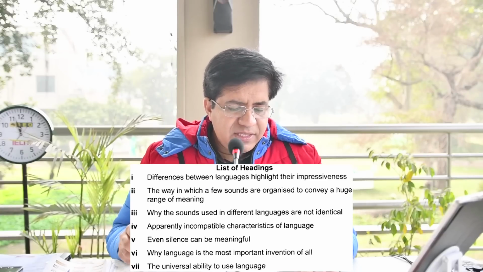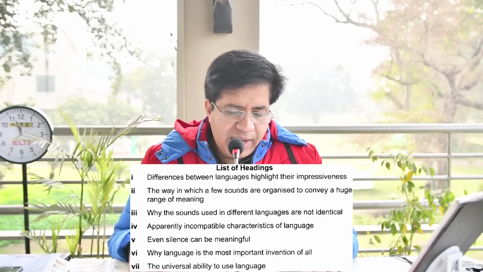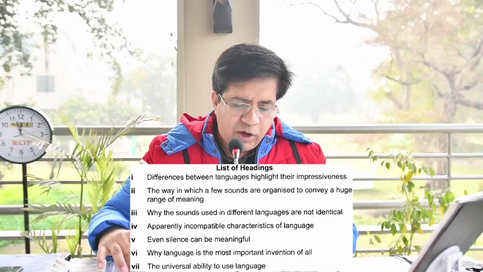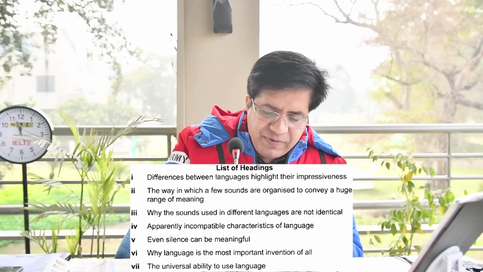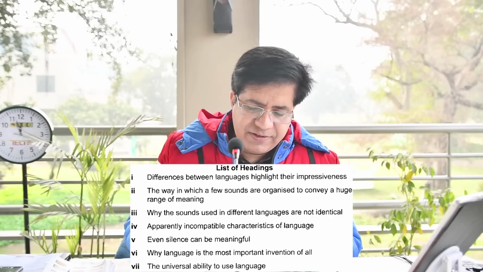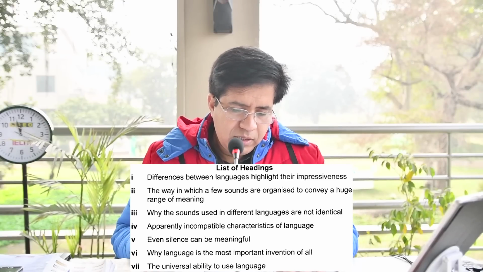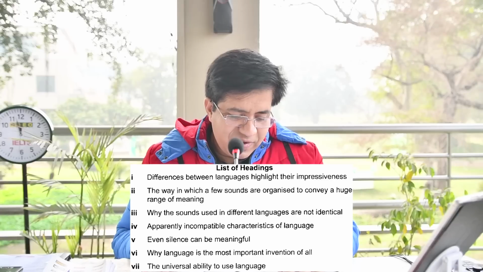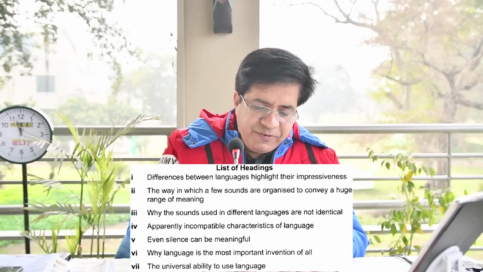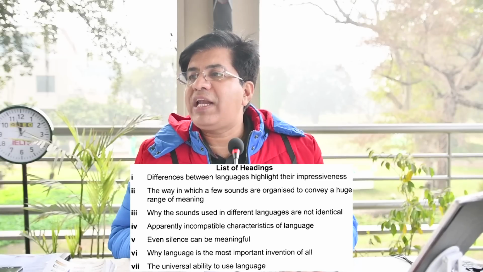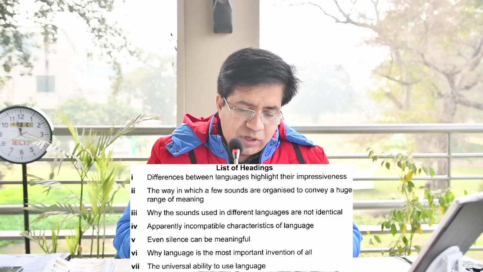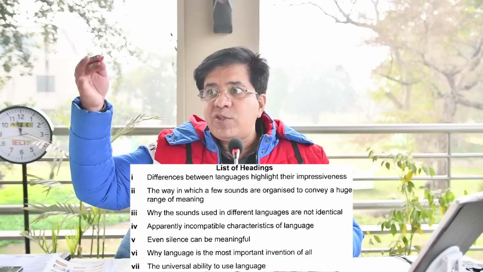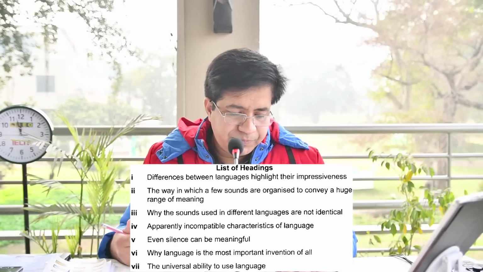List of headings. Differences between languages highlight their impressiveness. Now please underline, differences between languages highlight their impressiveness. Heading number 2, way in which a few sounds are organized to convey a huge range of meaning. And by the way, we read that somewhere. Okay, the way in which few sounds, for few sounds they use the word 24, 25 sounds, right? Organized to convey a huge range of meaning. All the languages based on those sounds, human sounds actually.